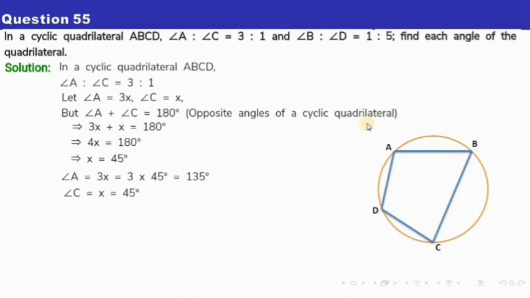Alright, now similarly the ratio between B and D is given to be 1:5. Alright, so let me take B to be y and D to be 5y.